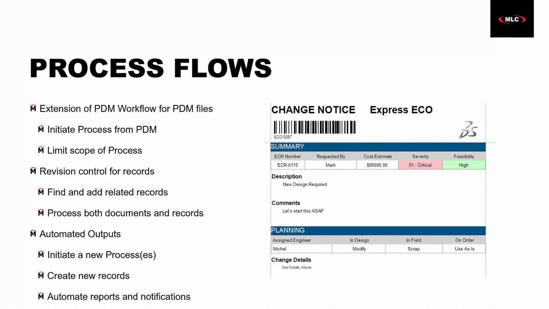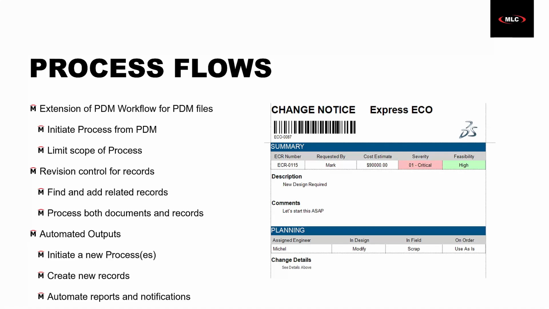Or we can have it create brand new records based on certain decision points. In one example, we might have a process that kicks off a new product introduction as a project, and it creates that project record that we'll see here in a minute.